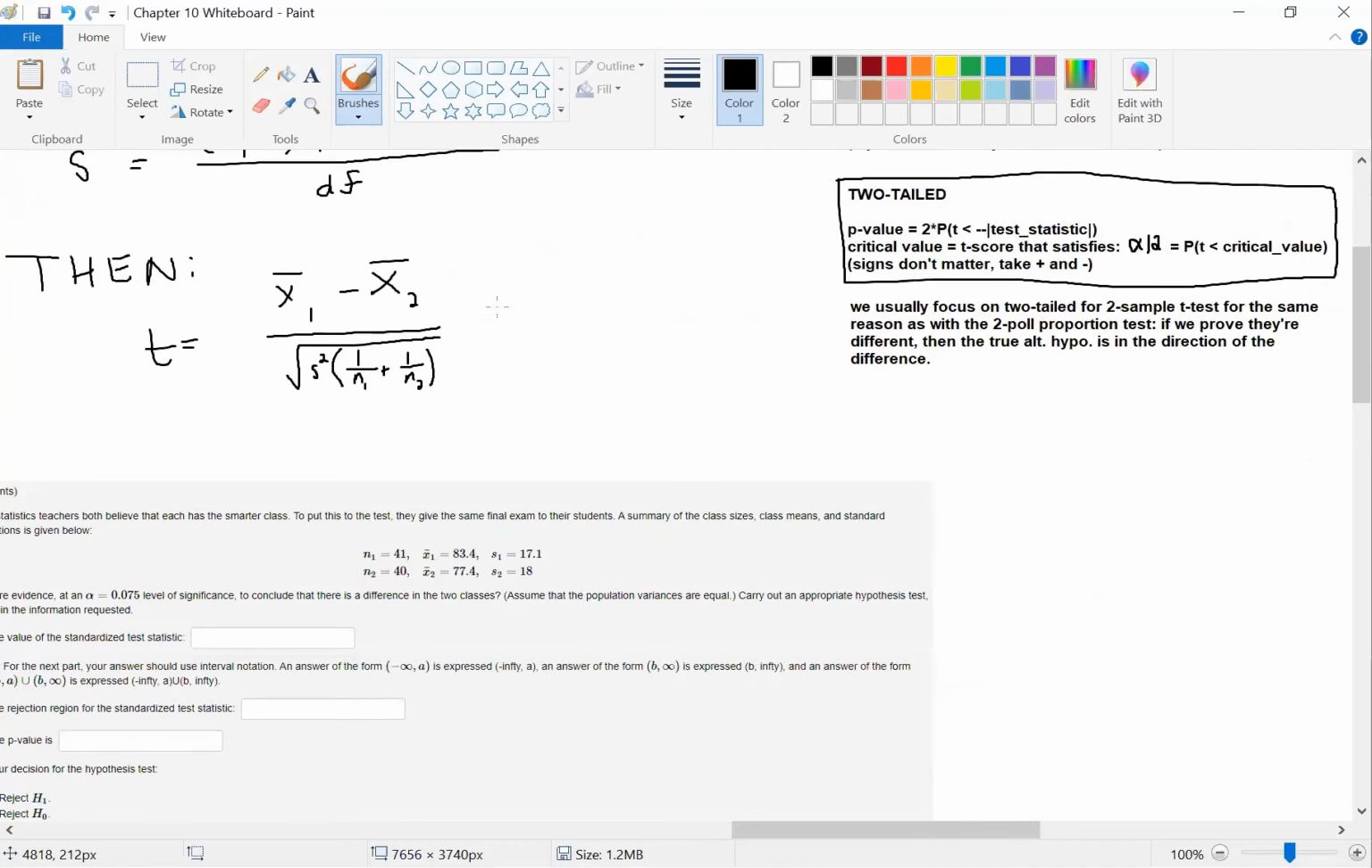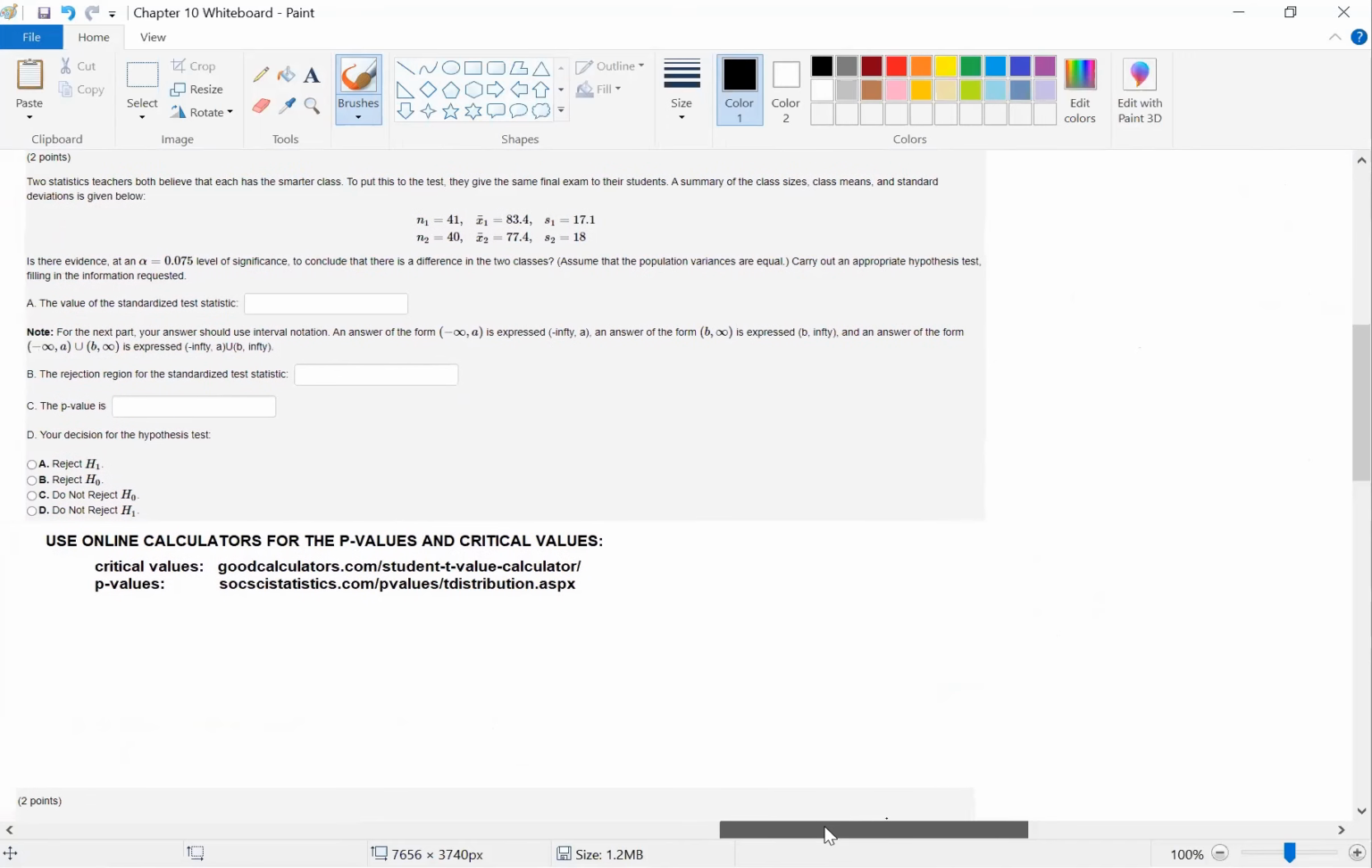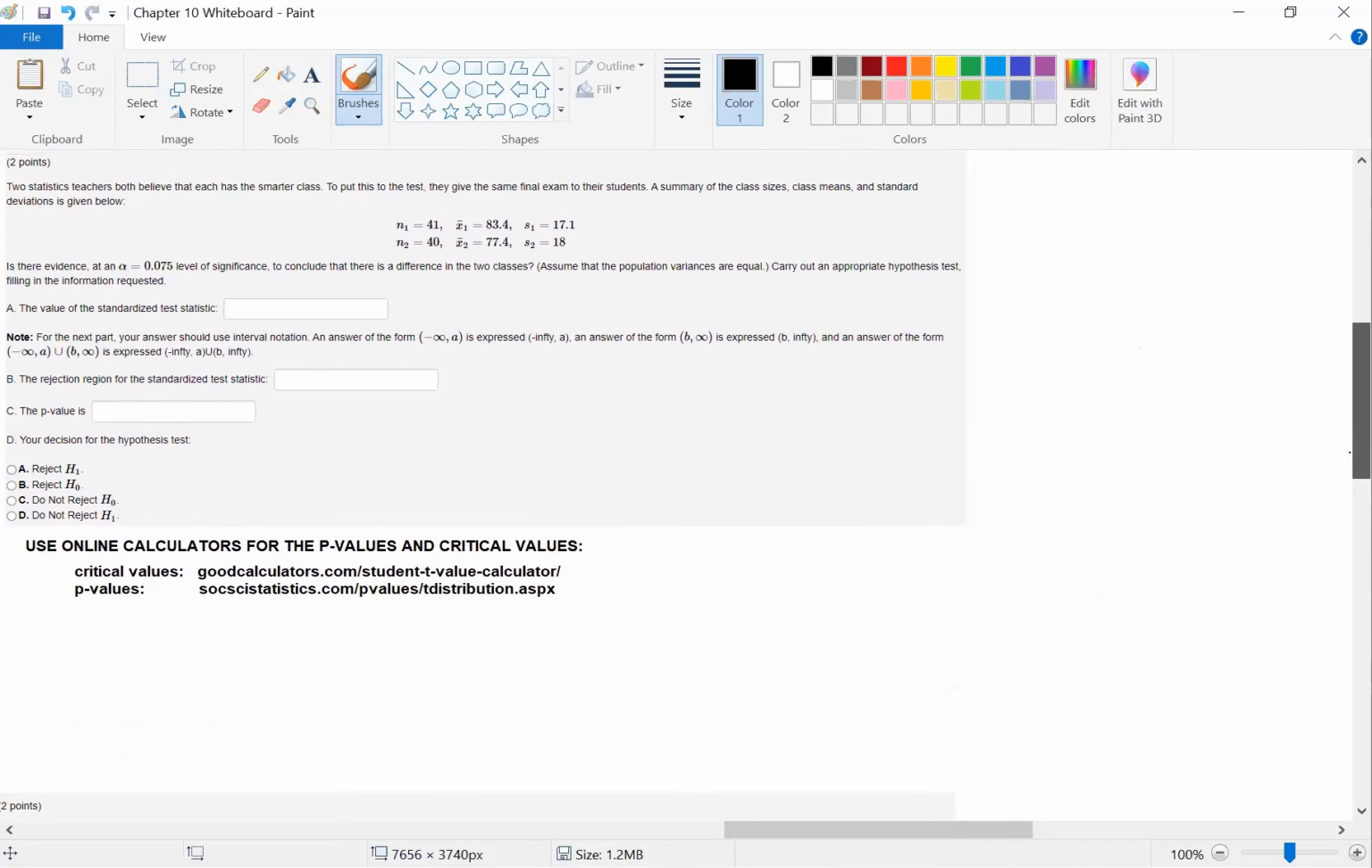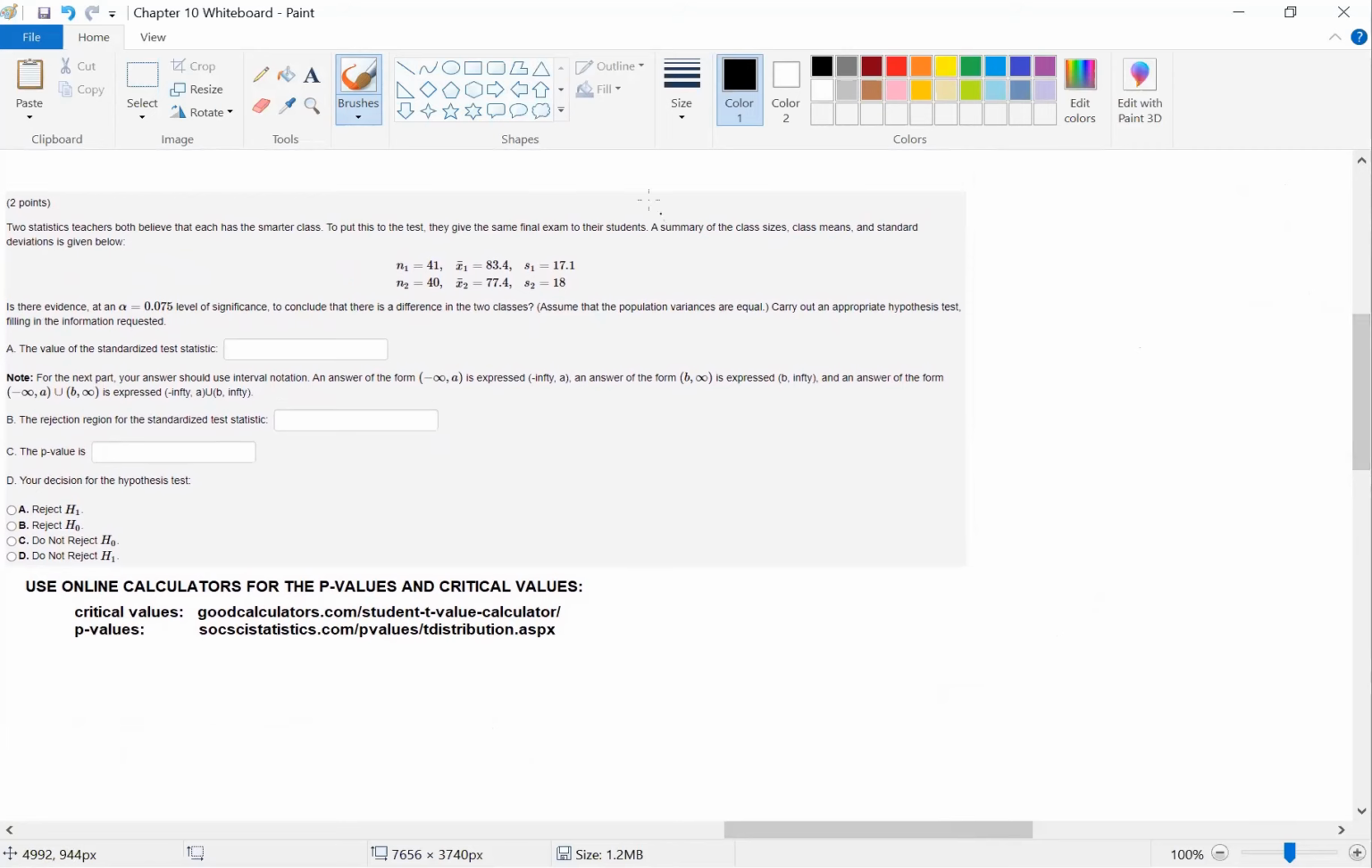Okay, let's go to an example. A little bit to the left so we can see it. We have two apparently very egotistical teachers, each of whom thinks he is better than the other. Same final. The students are taking the same test. The only thing is you have two classes taking the same test. That's our indicator that this is two sample T instead of matched pairs.